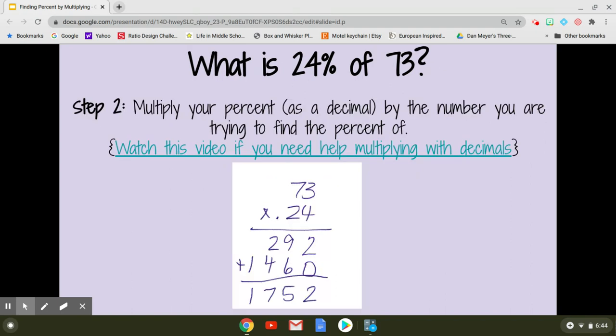Step two is to multiply your percent as a decimal by the number you are trying to find the percent of. I've got an additional video linked here if you need help with multiplying with decimals. I'm going to start out by multiplying 73 times 24 hundredths. I stop worrying about the decimal right now and just multiply like normal. I'll deal with the decimal at the end. If I solve this correctly, I get 1,752. We'll deal with the decimal on the next slide.